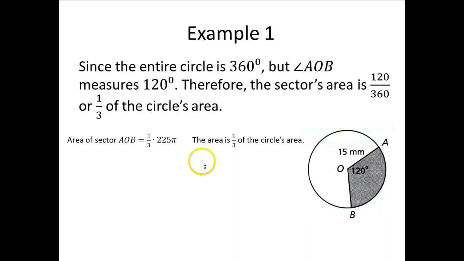So what I do is I take the area of the entire circle, which we calculated previously as 225 pi, and we just said that the area of the sector AOB is exactly 1/3 the area of the entire circle, since 120 is 1/3 of 360. So I get that the area of the sector is 75 pi millimeters squared, and if you use a calculator to evaluate and round, you end up getting that the area of the sector AOB is 235.6 millimeters squared.